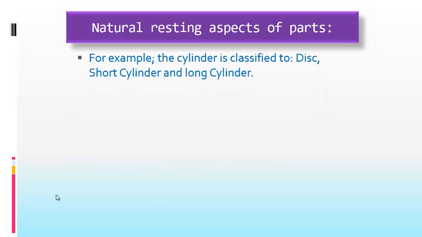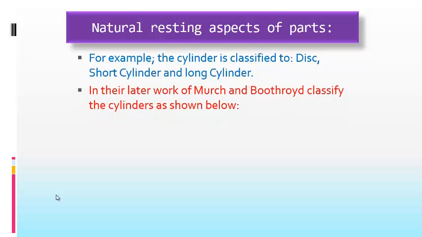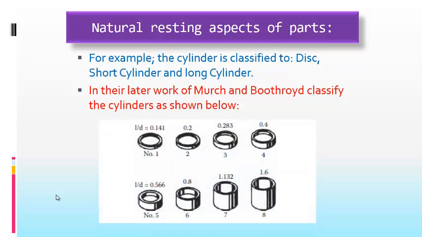For example, the cylinder is classified into disc, short cylinder and long cylinder. This is an example of a cylinder. A cylinder can be divided into discs, short cylinders and long cylinders. In the later work, Boothroyd classifies the cylinder as shown below. Actually, this is the first work by Boothroyd, and he tried to divide cylinders into 8 classes, where he relates the diameter to the width of the cylinder.